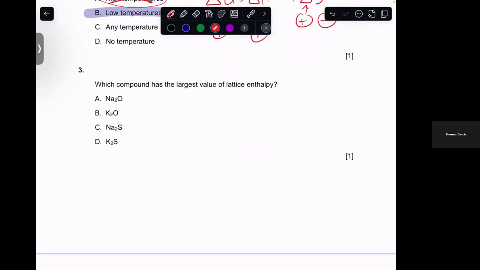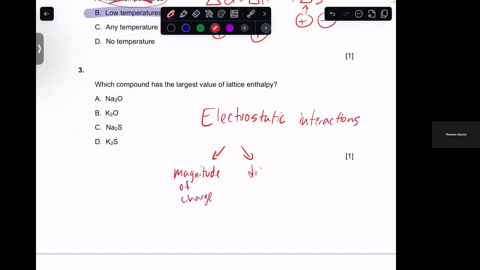All right. Which compound has the largest value of lattice enthalpy? Well, lattice enthalpy depends on two things. One, it depends, well, you know what? Let's simplify it further. It depends on one thing, that one thing being electrostatic interactions, meaning it depends on the magnitude of charge and the distance between charges.